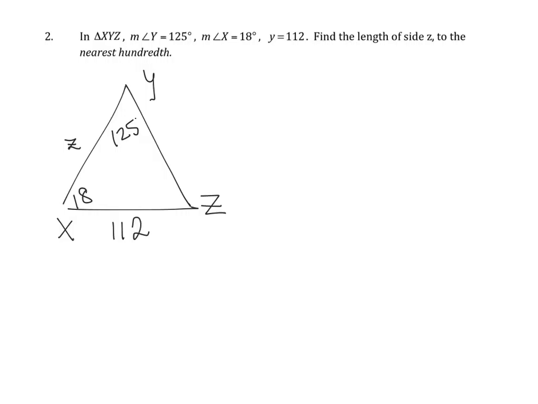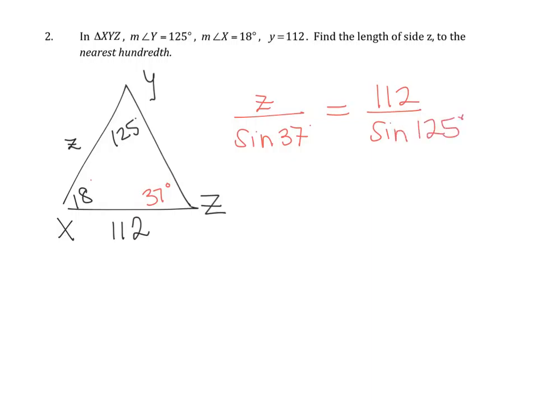And we don't have an angle measure here. So what we need to do is find the third missing angle by taking the sum of 18 and 125 and subtracting that from 180, because the sum of three angles of a triangle is equal to 180, and we'll have angle Z. So that angle measure is equal to 37 degrees. Now I can set it up. We're looking for side Z over the sine of 37 degrees, which is the angle measure for Z. That's equal to 112 over sine of 125.